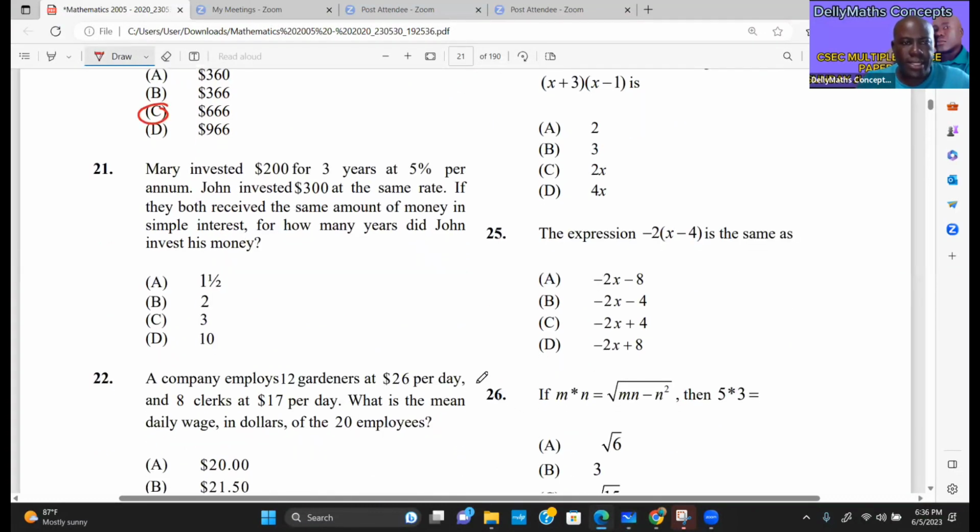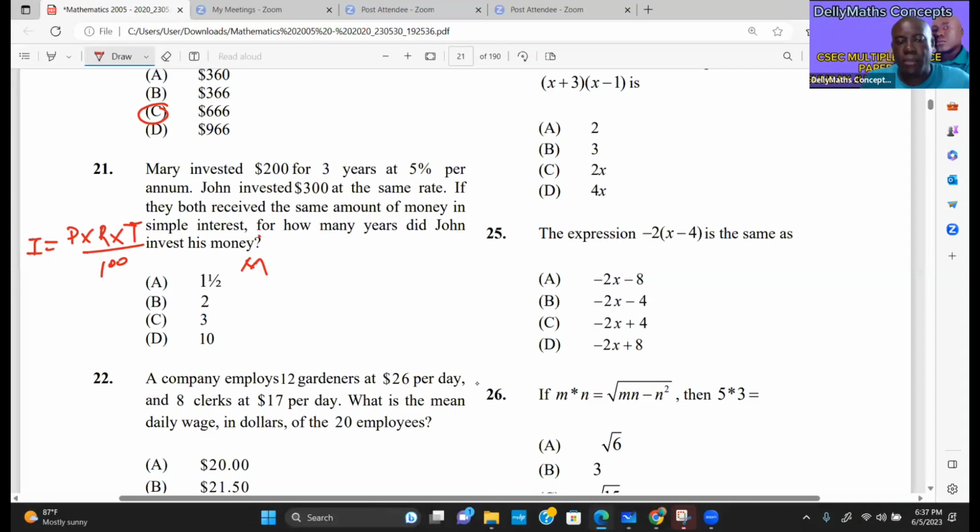Another question, this one is number 2. I've seen this one so many times. It says Mary invested $200 for 3 years at 5%. John invested $300 at the same rate. If both of them receive the same interest, how long will John invest his money? You want to set up a two-way system. You want to set up Mary's money, and you're talking about interest. Simple interest is your principal times your rate times your time over 100.